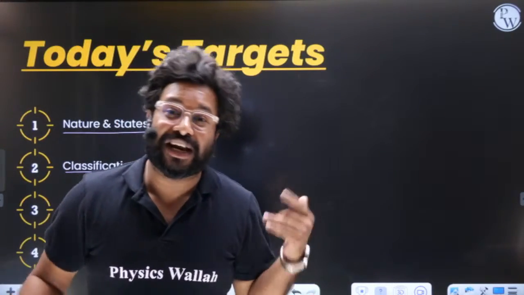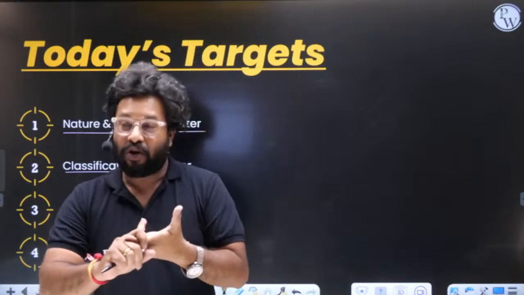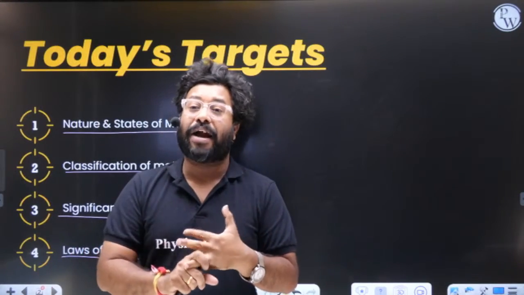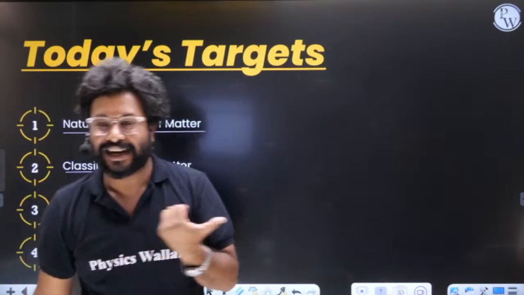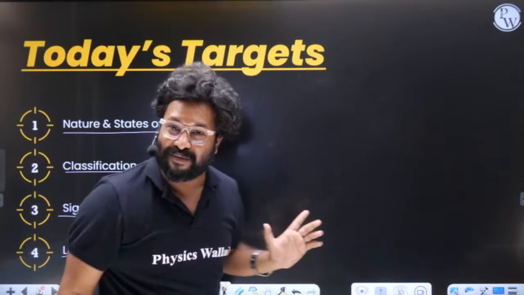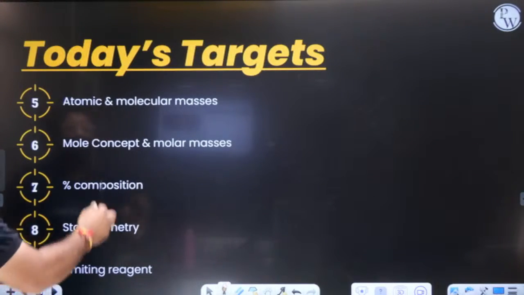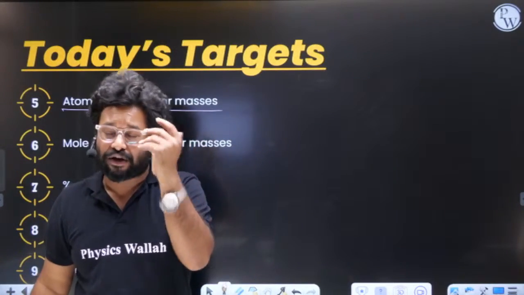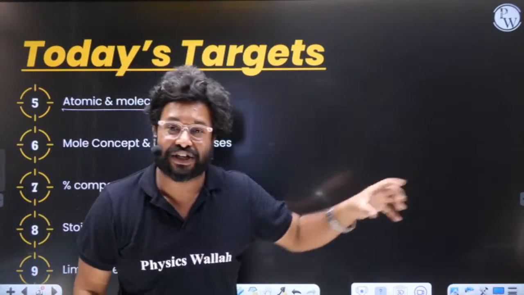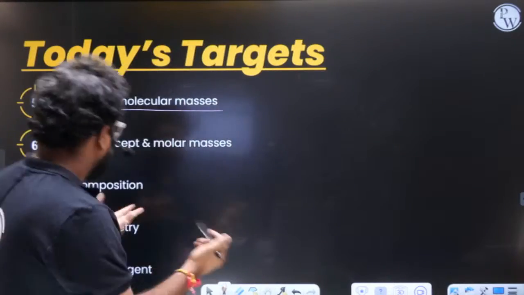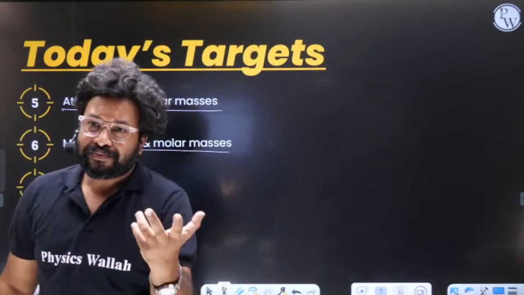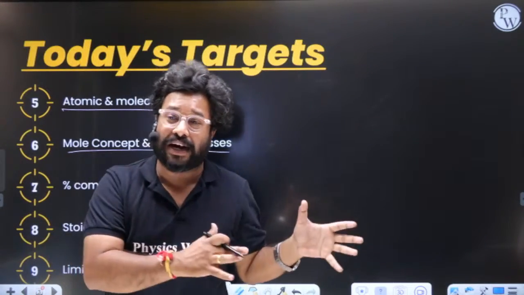Laws of chemical combination, like the law of conservation of mass, law of definite proportion, law of combining volume of gases, and the law of multiple proportion as well. So these four come under the laws of chemical combination. After that, we're gonna see atomic and molecular mass, how atomic mass is calculated, how molecular mass is calculated. After that, we're gonna see mole concept and molar mass, how mole concept and molar mass are correlated with each other.